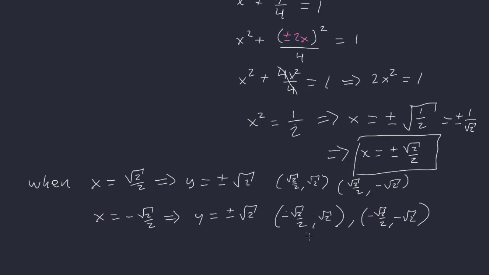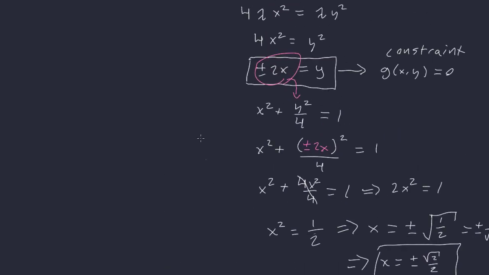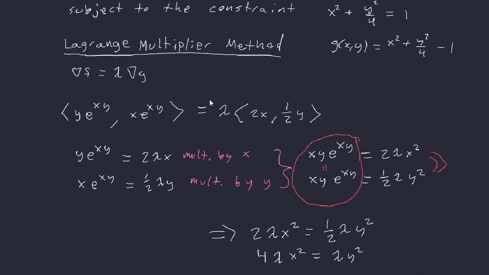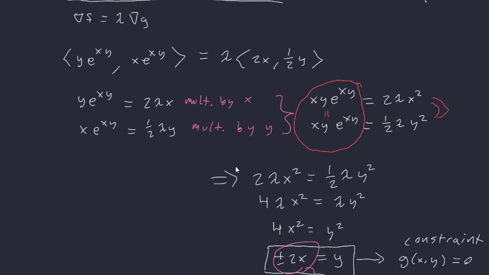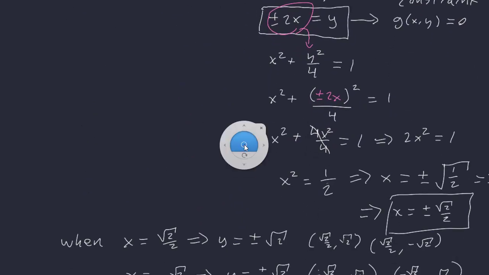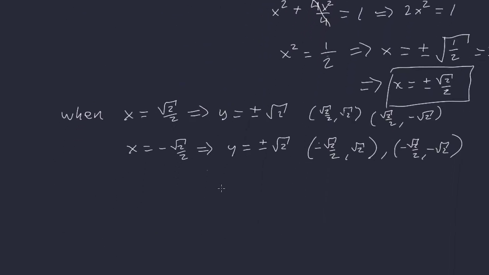Okay, so you see here we got all the possibilities, and so to figure out which is the absolute max or min, then we go back and plug it into our z, which is here, our f. So we just plug these in to f to see which is the absolute max and which is the absolute min.